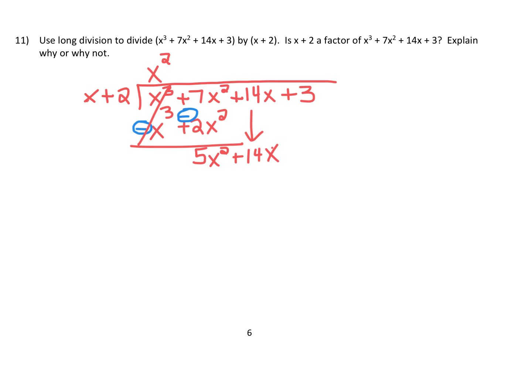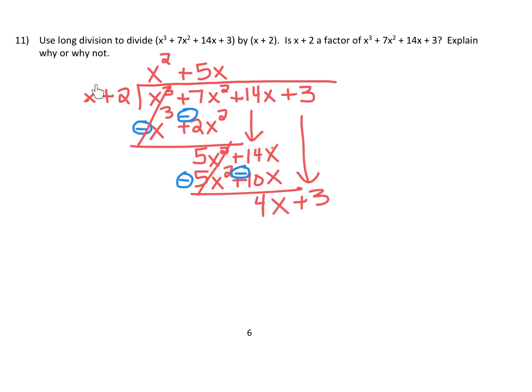Okay, so let's start the process again. What do we multiply x by to give us 5x squared? 5x. So I'm going to put a positive 5x up here and then distribute. So 5x times x is 5x squared, and 5x times 2 is 10x, so positive 10x. And again, let's change our signs to show we're subtracting. So this becomes a minus, and this also becomes a minus. All right, so 5x squared minus 5x squared cancels, and then 14x minus 10x is 4x. And again, let's bring down this next term.